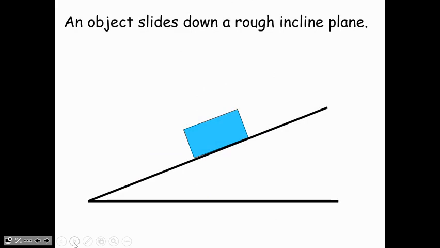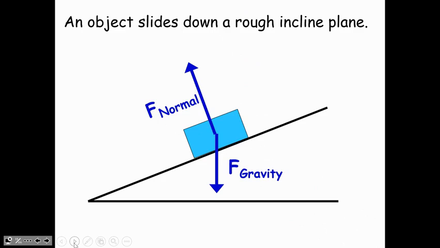In our next example, an object slides down a rough inclined plane. In this example, the object must have weight, so we'll draw that downward force of gravity. We're drawing our normal force perpendicular to the surface of the inclined plane. And because it is sliding down a rough surface, there must be friction. And remember, friction is an oppositional force, so it's going to go in the opposite direction of the direction that it's moving. So if this box is sliding down the incline, friction must be pointing up the incline.